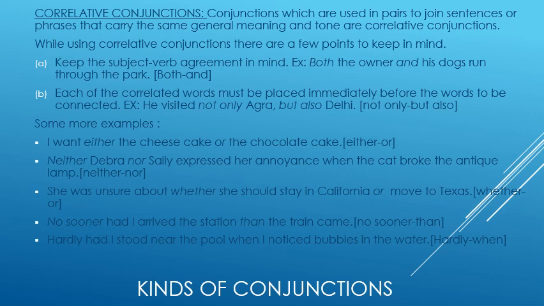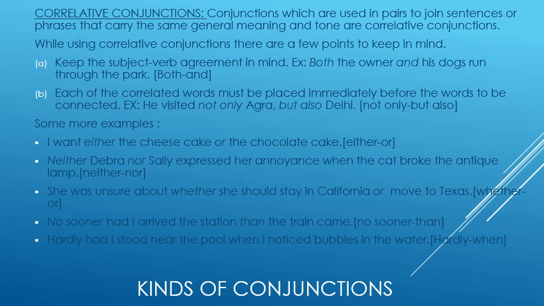For example, he visited not only Agra but also Delhi. The conjunctions here are not only but also. Some other examples: I want either the cheesecake or the chocolate cake. Either or is the pair of conjunctions here. Neither Deborah nor Sally expressed her annoyance when the cat broke the antique lamp. Over here, neither nor is the conjunction.